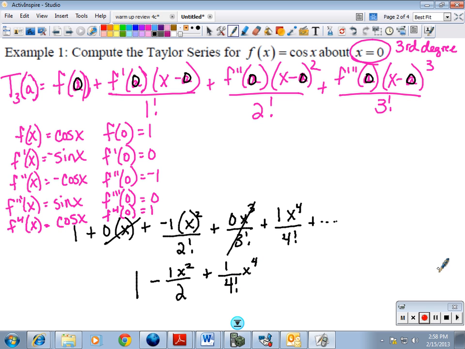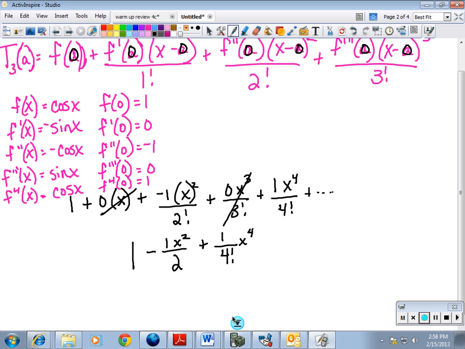And if you actually wanted to write an equation for the nth term, plus dot dot dot, notice these alternate. That's a positive 1, a negative 1, a positive 1. The next one would be negative 1. You could actually go ahead and probably predict what these would be if you continued on. Negative 1 to the n, x to the 2n over 2n factorial. I will explain that in class, how I got that right there.